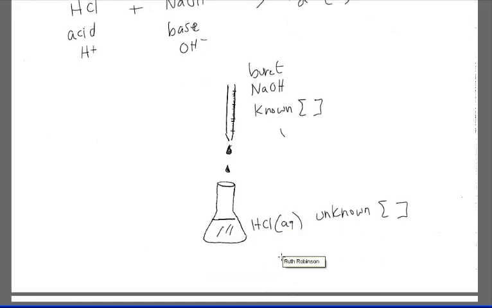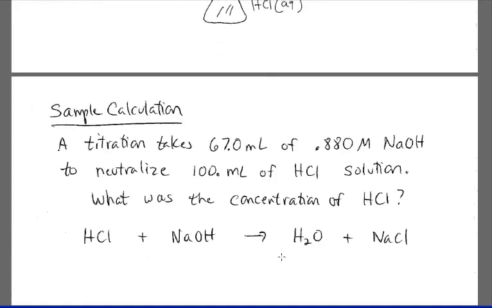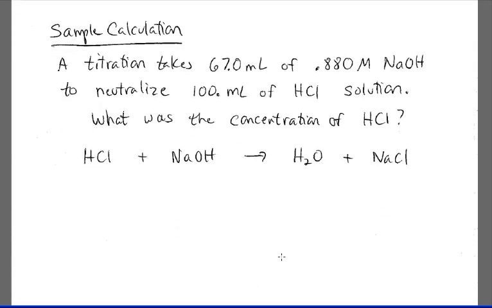So let's do a calculation for titrations. A titration takes 67 milliliters of 0.880 molar sodium hydroxide to neutralize 100 milliliters of HCl solution. What was the concentration of HCl? Here's the same reaction I just showed, and we know that at the equivalence point, the number of moles of H plus will equal the number of moles of OH minus.